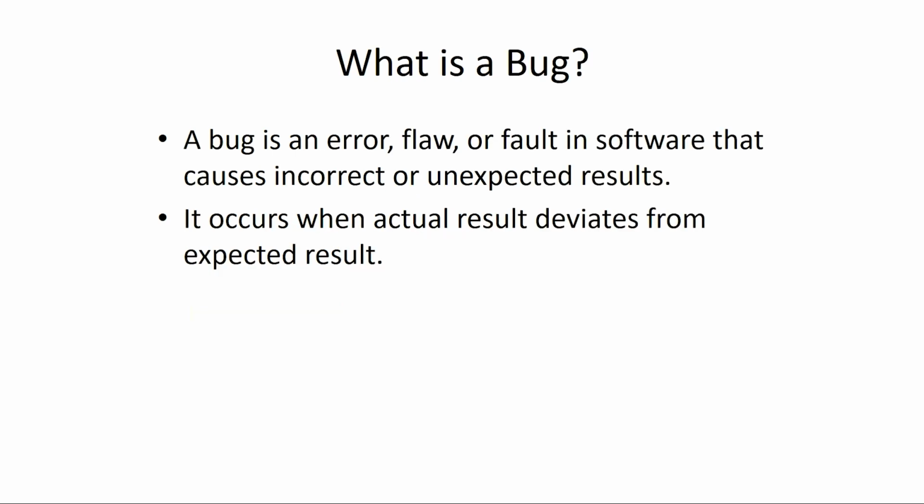What is a bug? A bug is basically an error, defect, or mistake in a software application that causes it to behave in an unexpected way. For example, if a button is not working, a page is crashing, or the app is showing wrong data, all of these are considered bugs. As a tester, your job is to find these bugs and report them clearly so the developer can fix them.